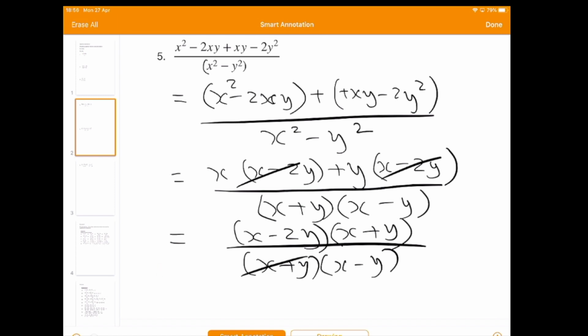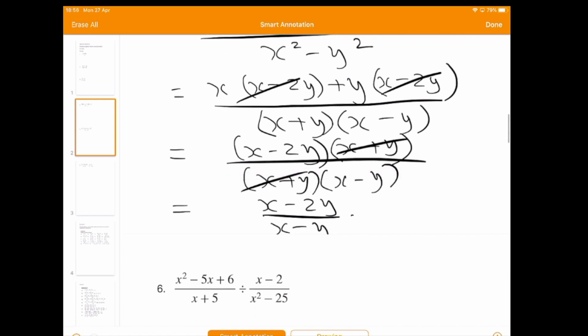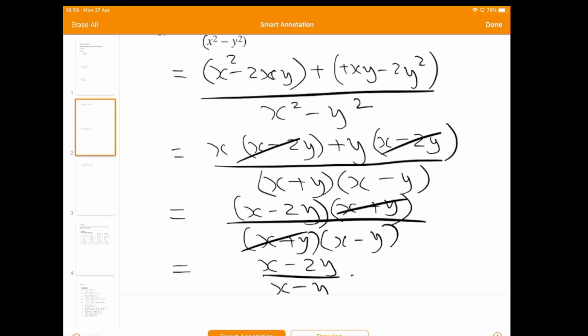Now, x plus y is common, so those cancel out. And the final result is x minus 2y divided by x minus y. You leave your answer like that. Do not be tempted to cancel out the x and the y that you see there because those are no longer factors. All right, I hope you get that.